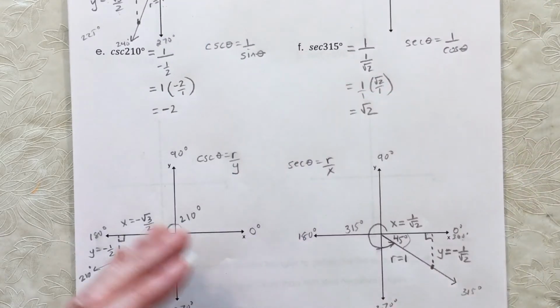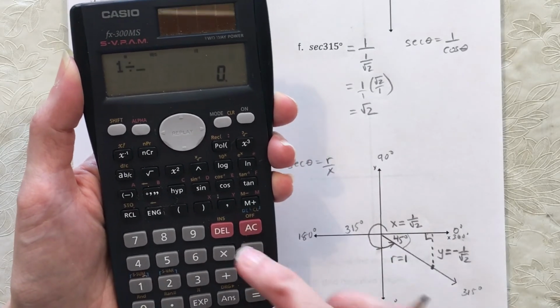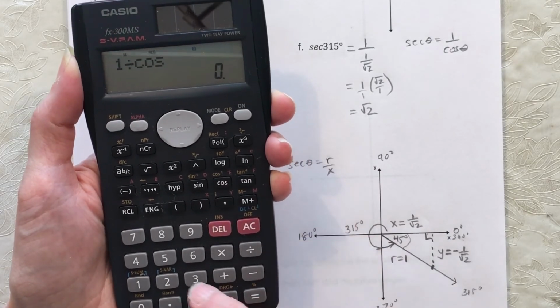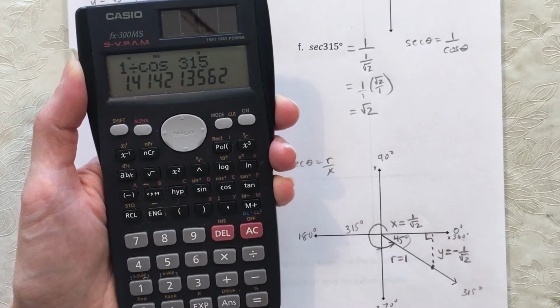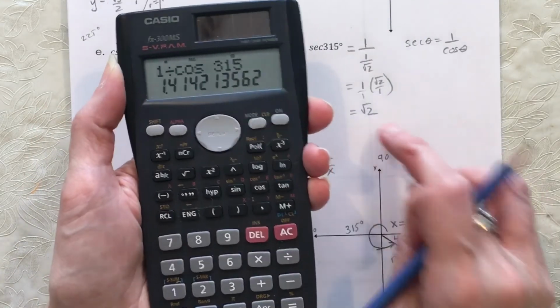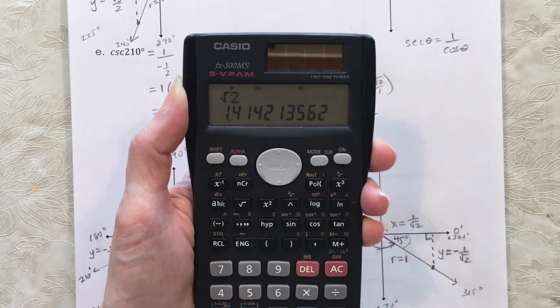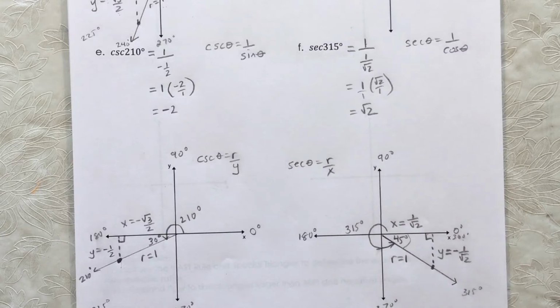And then to check it, we know that secant of theta is 1/cos of theta. So we could try 1 divided by the cos of 315. 1 divided by the cos of 315 is 1.4142, and we'll compare that to √2. Same decimal, so we're right.